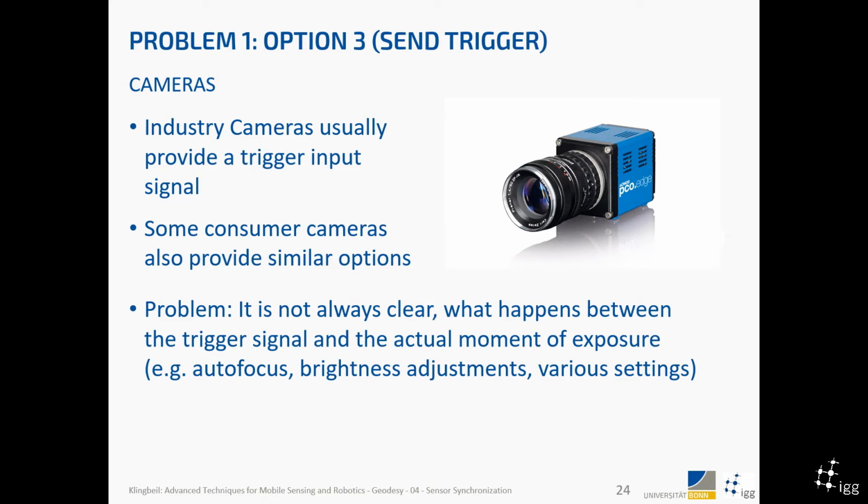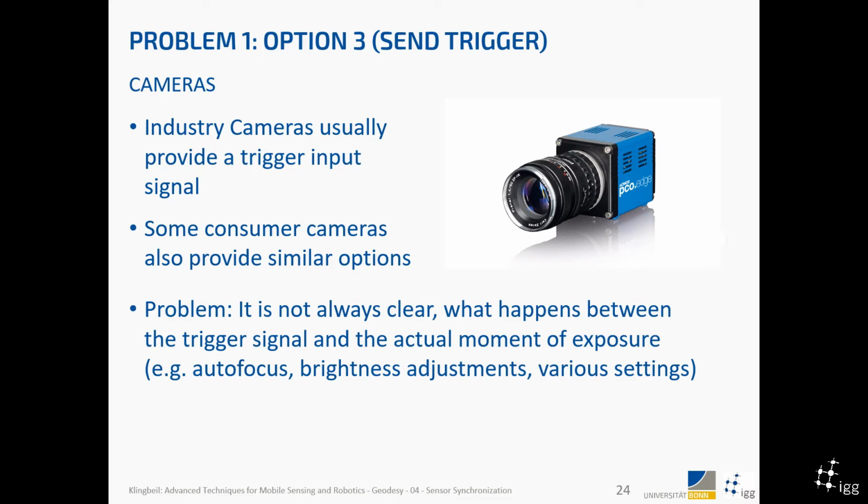More often, this option 3 is used with cameras. Industry cameras usually provide this possibility. So you tell the sensor actually when it measures. You give the sensor a hardware pulse, and then it does the measurement exactly at that time. There are even camera protocols like GigE Vision, where you can trigger these with Ethernet signals to a very high accuracy. But the idea is, I tell the sensor when to measure, and this is how I assign a timestamp to the measurement. Some consumer cameras provide this option, but not all of them.